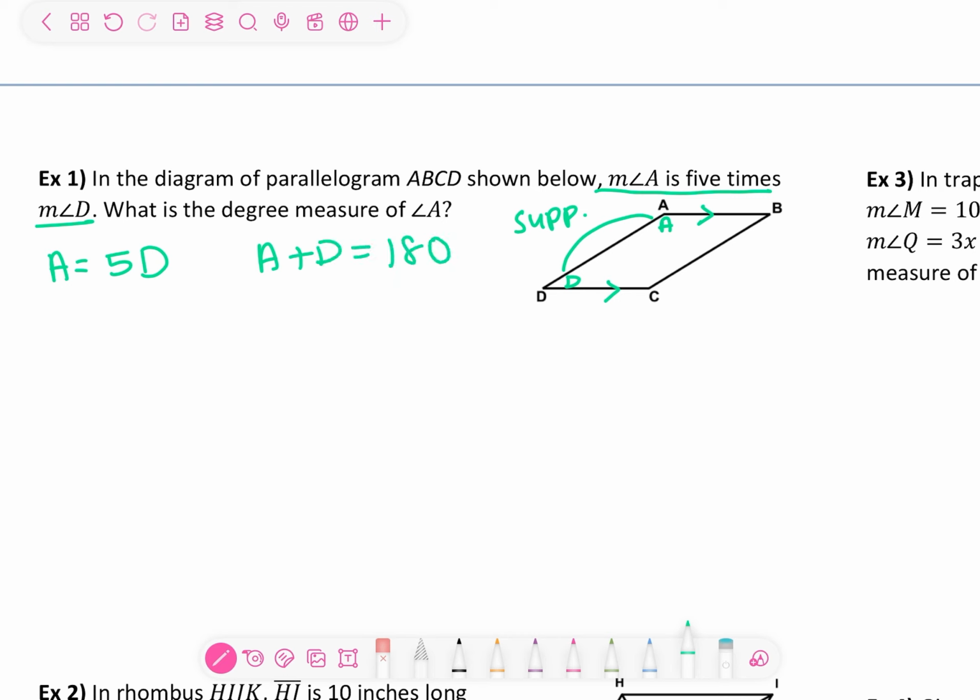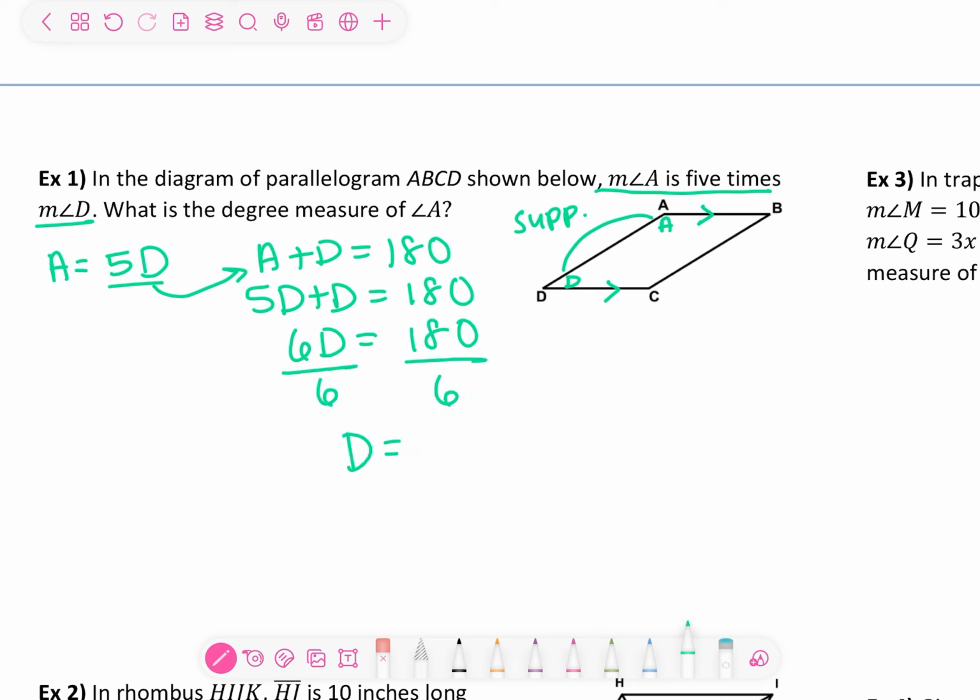Ignore the degrees for a second just to make the equations simpler. But we know A is also equal to 5D. So we're going to substitute that in. So 5D plus D is equal to 180. Add like terms, 5D plus another D is 6D, equal to 180. Then if we divide by 6, we get that the measure of angle D is 30, or in this case, 30 degrees because we're talking about angles, right?